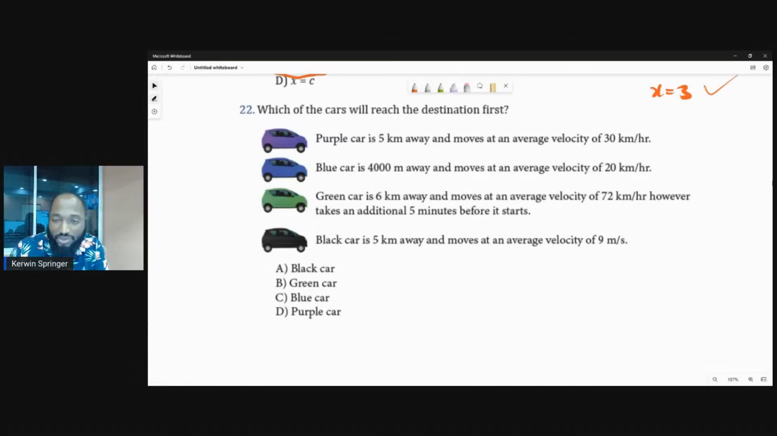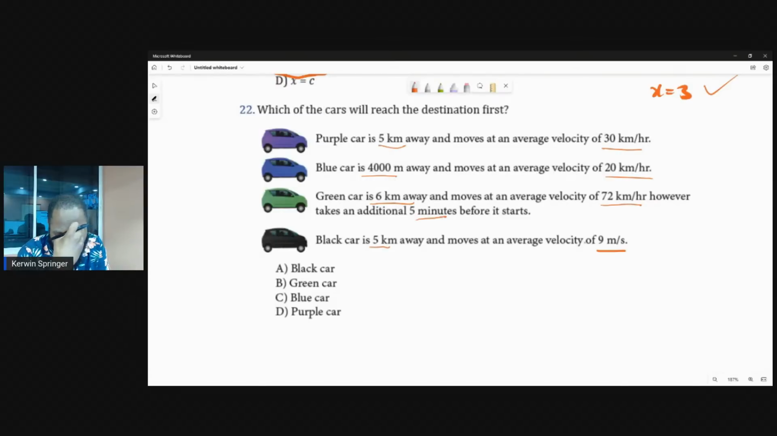Purple car is 5 kilometers away and moves at an average velocity of 30 kilometers per hour. Blue car is 4,000 meters away and moves at an average velocity of 20 kilometers per hour. Green car is 6 kilometers away and moves at an average velocity of 72 kilometers per hour. However, it takes an additional 5 minutes before it starts. What kind of long, hard question is this, boy? Black car is 5 kilometers away and moves at an average velocity of 9 meters per second. Which of the cars will reach their destination first?